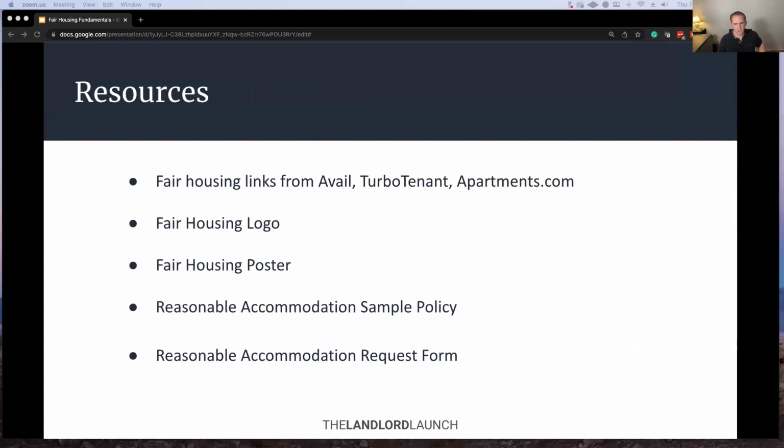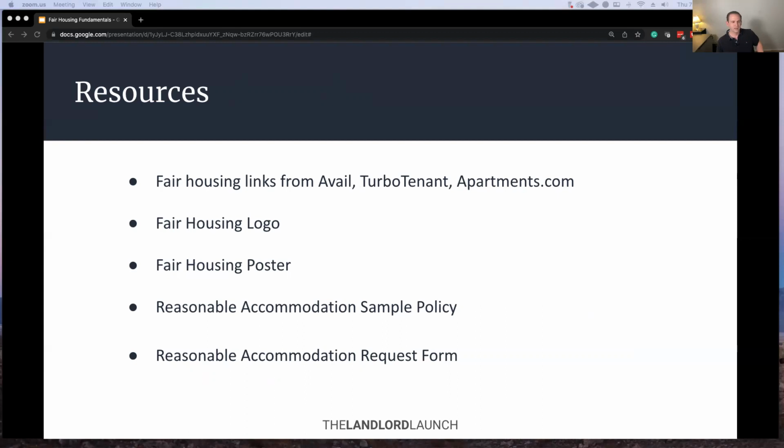Okay, resources. You'll see links. You saw the others from Avail, Turbo Tenants, Apartments.com. I found some more since then, and I'm going to add those. If you are part of the Landlord Launch program, over in the $11 Landlord section of this as well, as I find internet resources like this, I just keep adding to it. So it is very likely that by the time you are watching this, it will have grown as well.